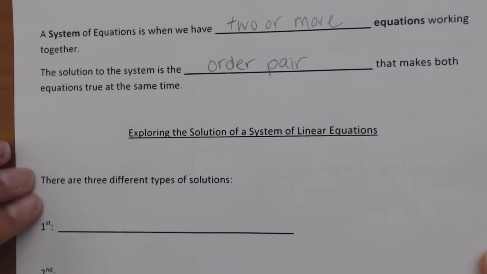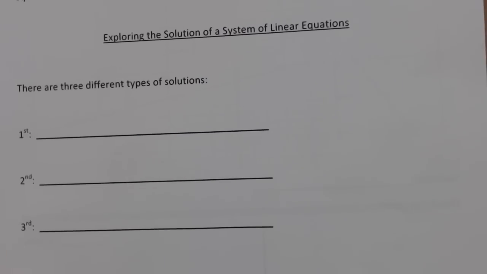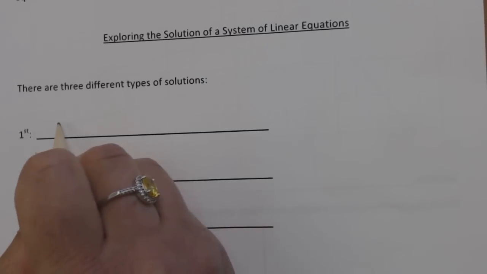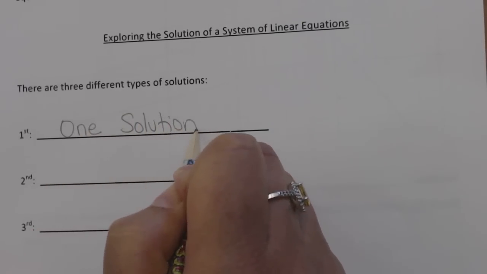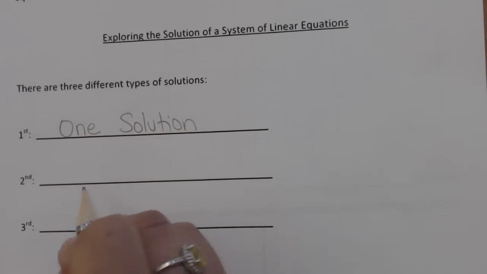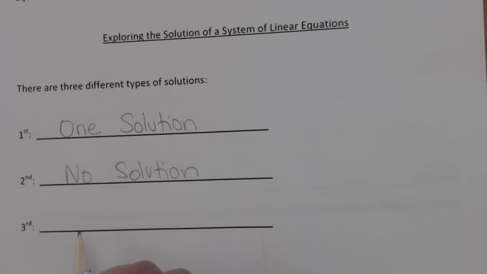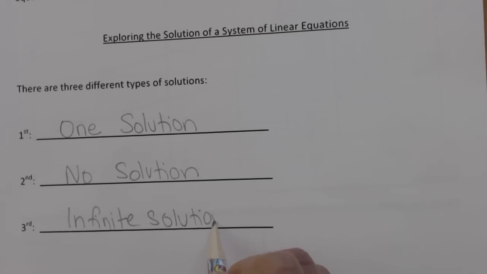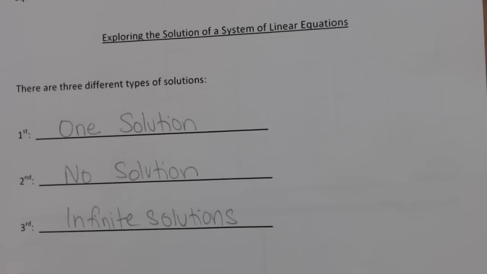Exploring the solution of a system of linear equations. There are three different types of solutions. The first type of solution that we're going to learn about is where they meet and they have one solution. The second type of solution is when they have no solution. And the third type of solution is when they have infinite solutions. So they can have one, none, or infinite solutions. So those are the three different types of solutions. So let's start learning about them.